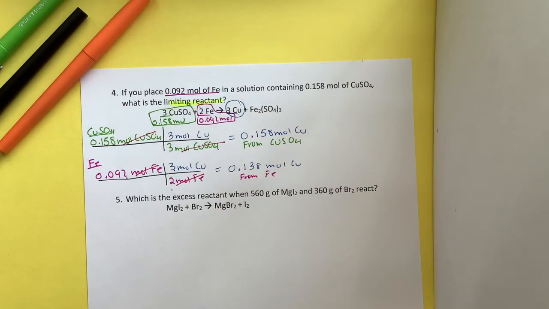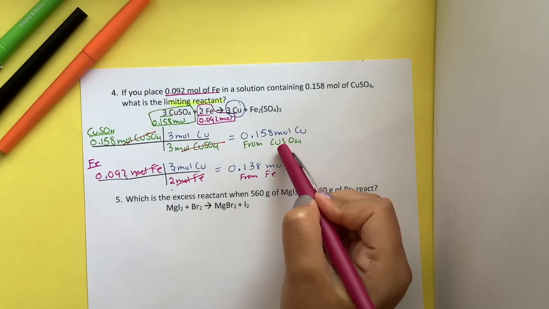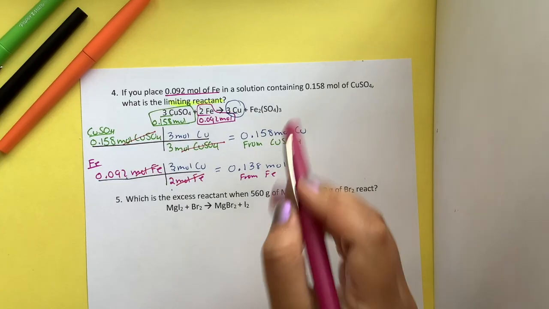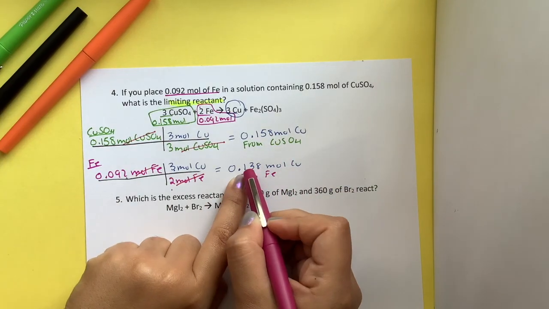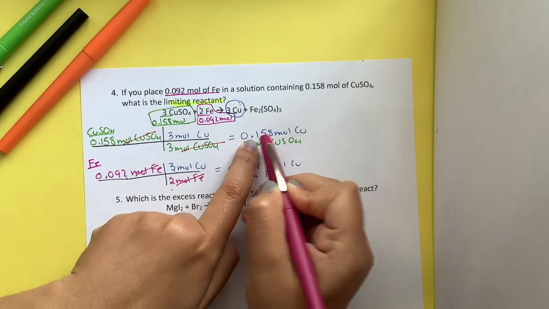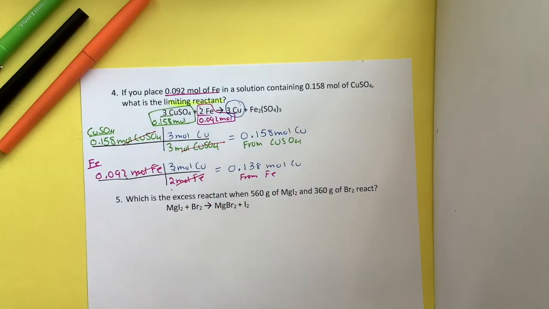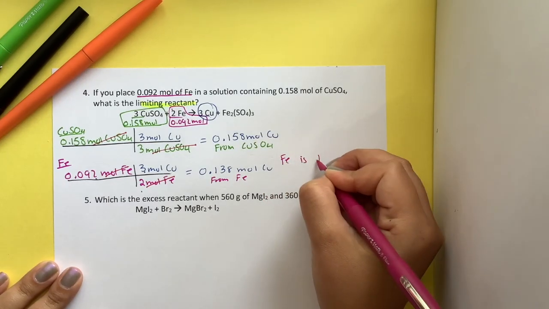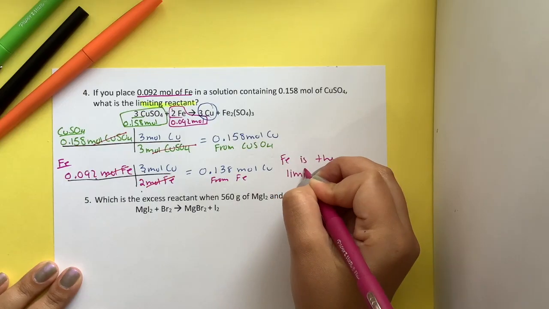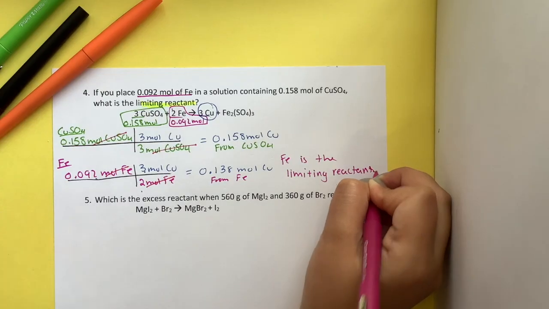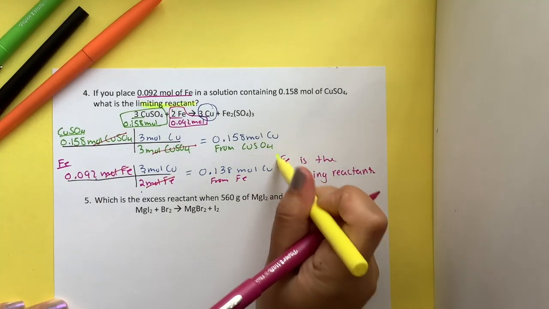So which reactant, iron or CuSO4, which of the two produces the least amount of product? Iron. You see how iron produces only 0.138 copper. CuSO4 produces 0.158. So iron produces the least amount of product. Therefore, iron, Fe, is the limiting reactant. And that is my final answer, that iron is the limiting reactant.